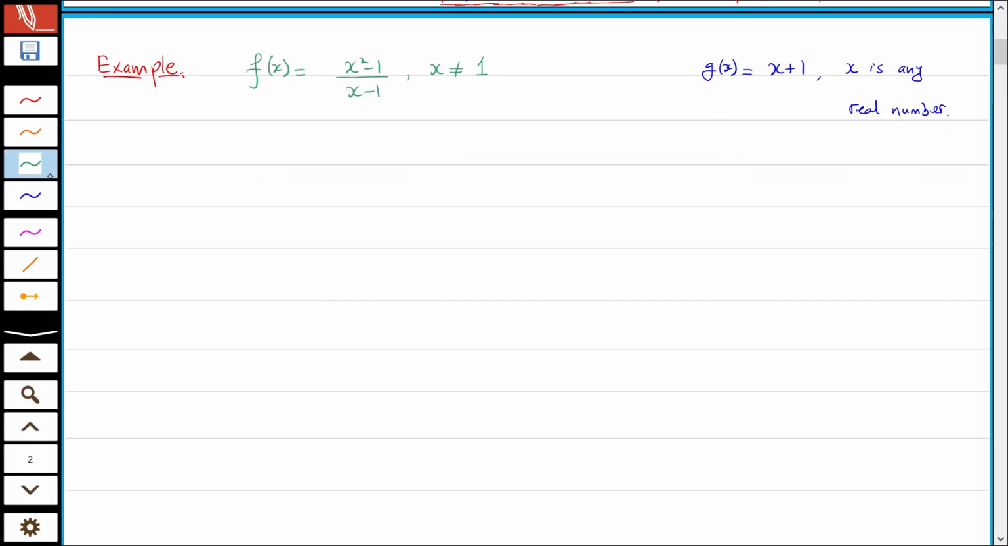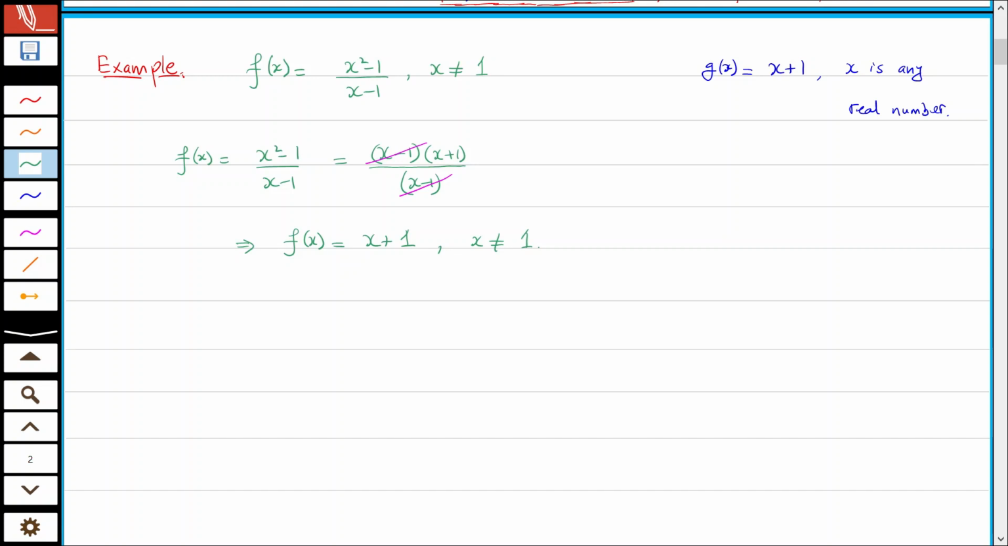However, in the first one, I rewrite x squared minus 1 divided by x minus 1. The numerator is a difference of squares. It's x minus 1 times x plus 1 divided by x minus 1. I cancel these two factors. I am left with f of x equals x plus 1. But remember, I am carrying this condition with me that x is not equal to 1. But that's not the case for the function in blue.